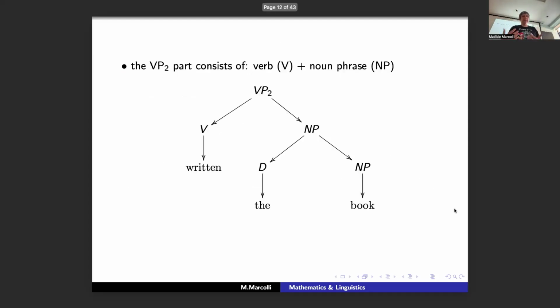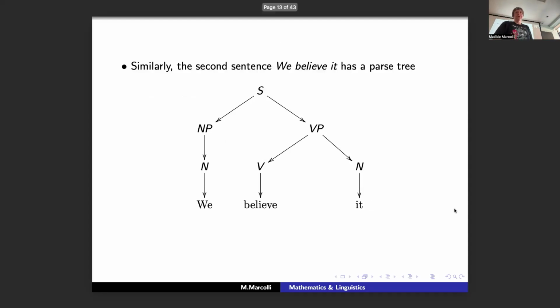And the rest of the verb phrase is in turn a verb and a noun phrase, which is the direct object of this verb. Okay, and similarly, the second sentence has its own parse tree: a noun, a verb, and another noun, combined in a noun phrase and a verb phrase.